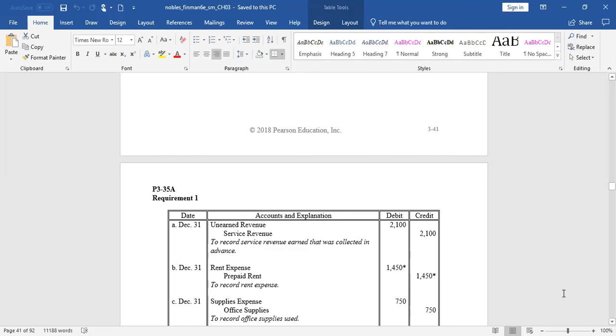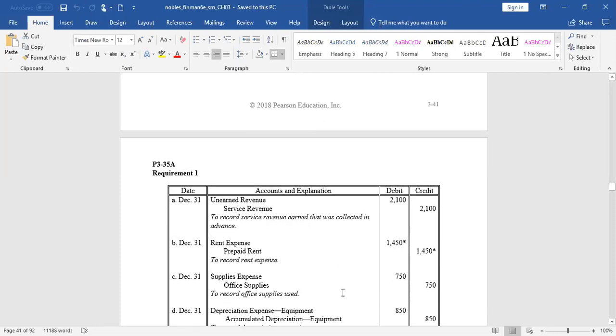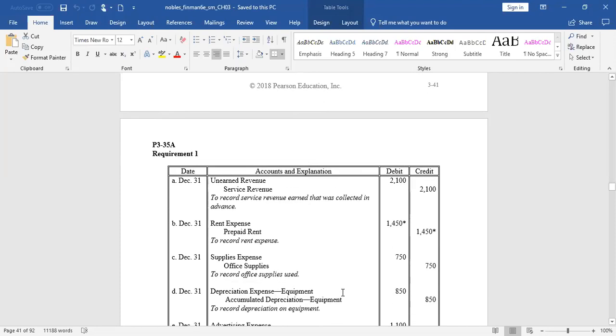Now, you won't calculate depreciation amounts yet, so they just come out and tell you the amount. What you need to know is how to record it. So we will definitely debit depreciation expense equipment, $850. So that part of the asset's cost is being expensed. We don't credit the equipment account directly. Instead, we use a special asset account. It's a contra asset, and it's called accumulated depreciation equipment.